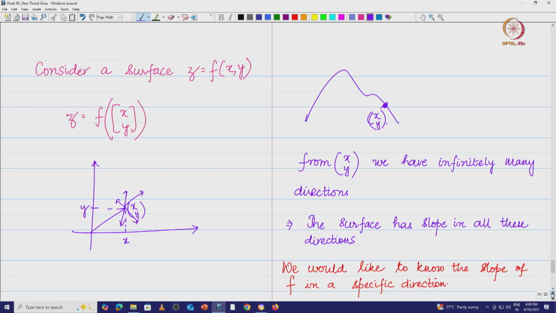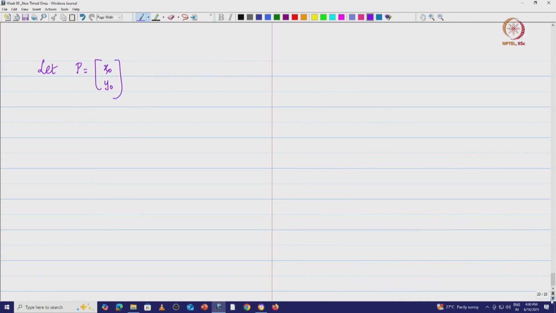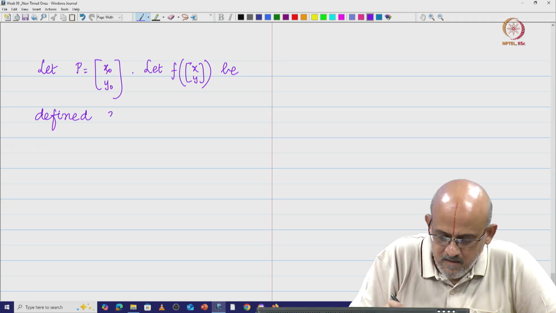So let us take a simple case. What are we trying to do here? Let P be the point x naught comma y naught, which is precisely the point that I had marked here. Let this be taken as x naught, y naught. Okay. Now what we are going to say is let the function f of x comma y be defined around this point P.